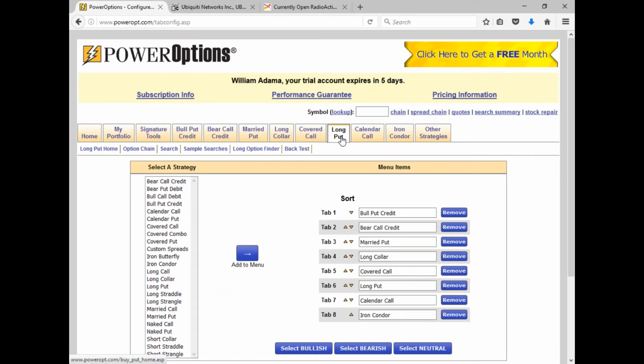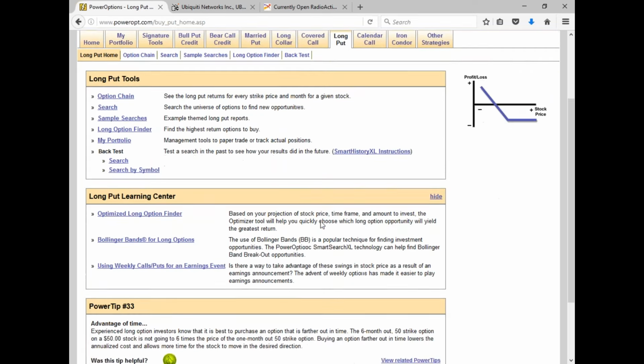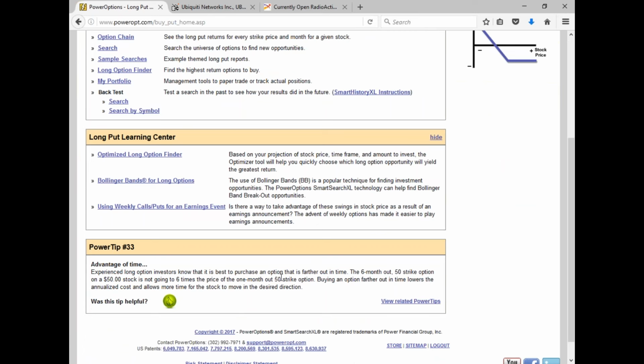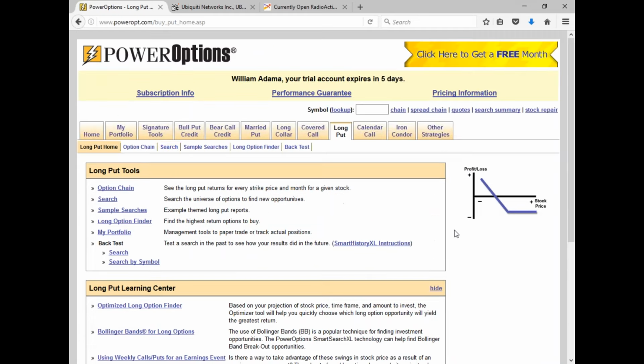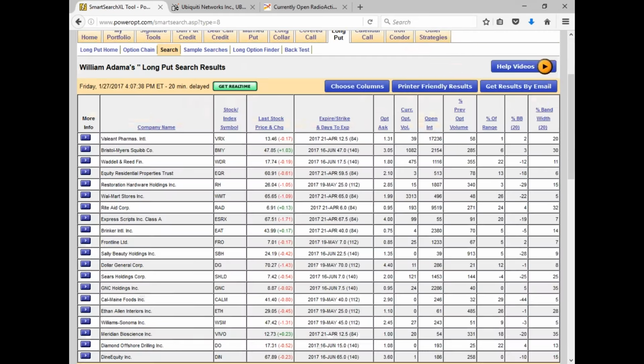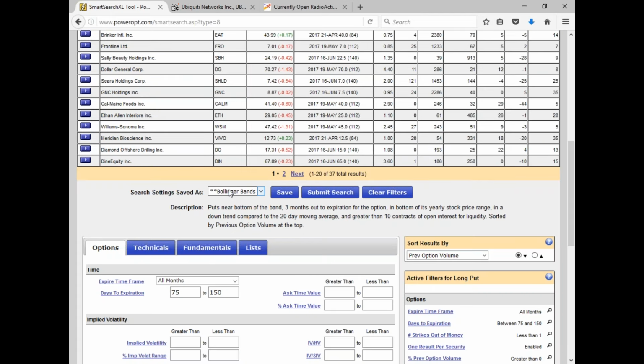And let's go into the long put menu. So if you go into long calls or long puts, David, you'll also see a write-up from Ernie on the Bollinger Bands for long options right there in the Learning Center. And at the same time, if we go into the search itself, one of the default searches, in both long calls and long puts, are Bollinger Bands.